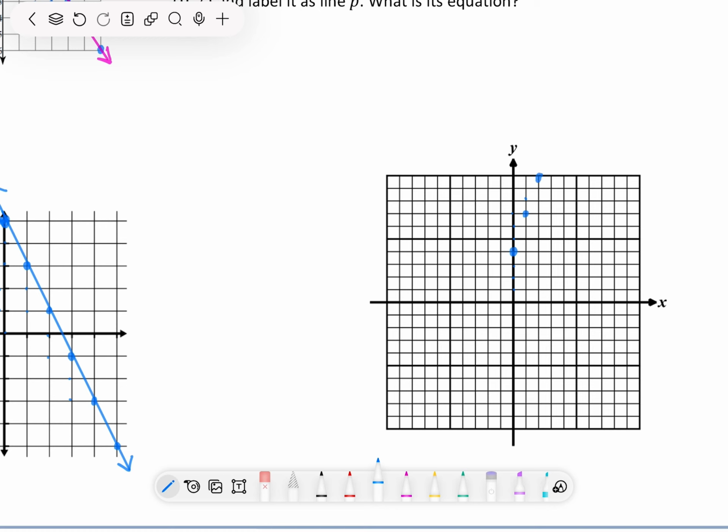Once you run out of room, but if you have room on the other side, make sure you reverse it. So instead of going up and right, we'll go down and left, and it'll still give us the same line. Okay? So we will go down 3, left 1, down 3, left 1, until we run out of room, and then draw that line with arrows. Okay, and that's line L. Put an L there.